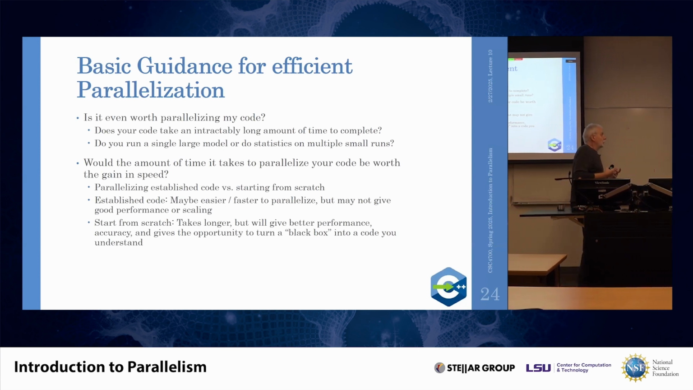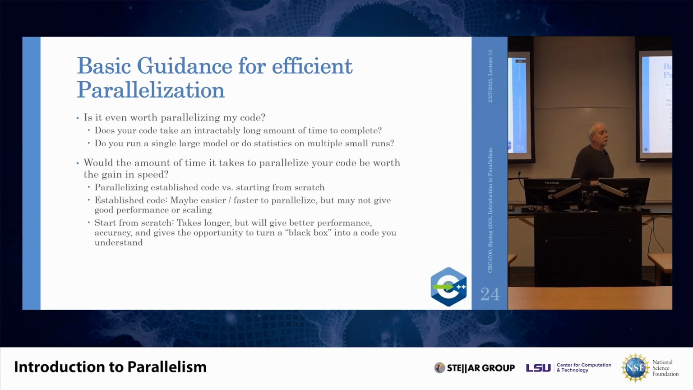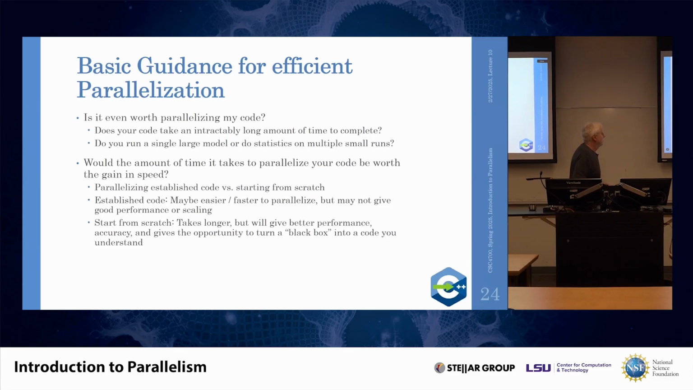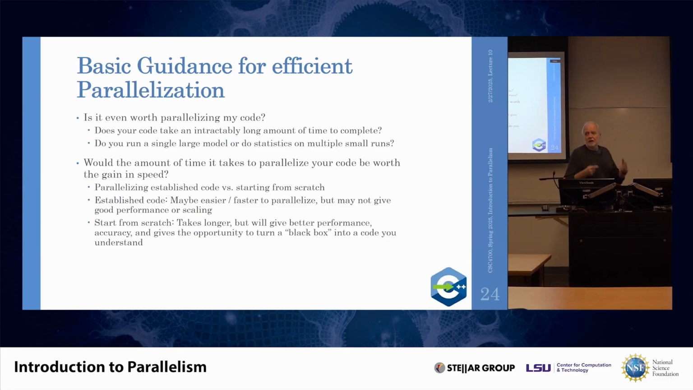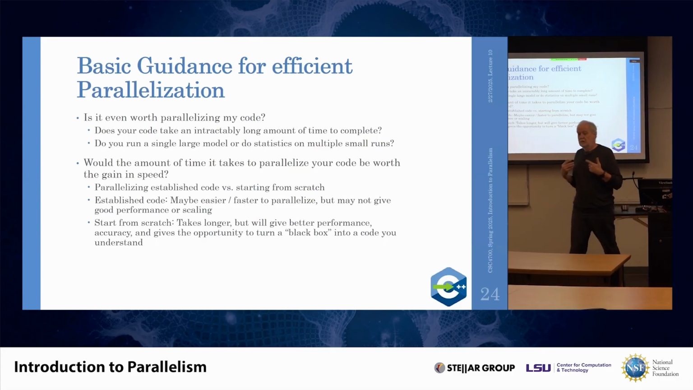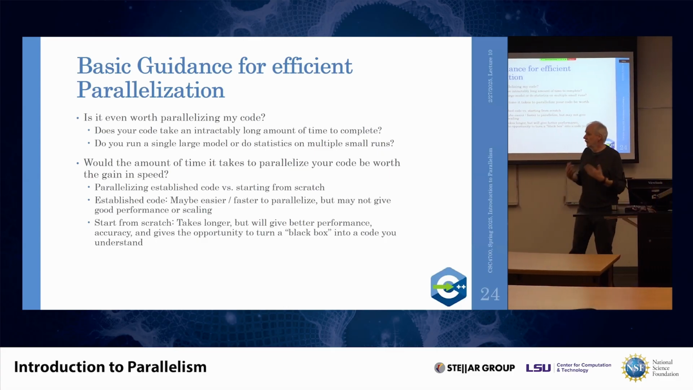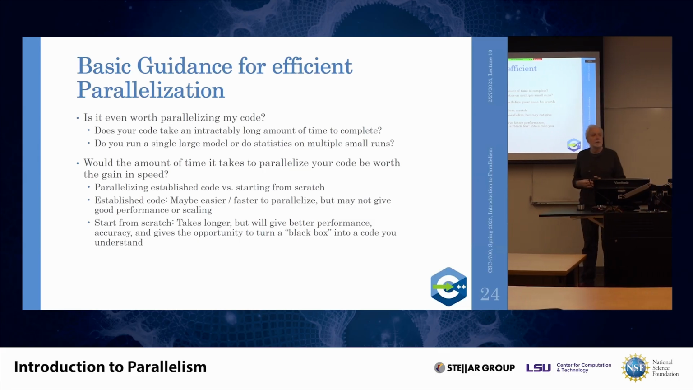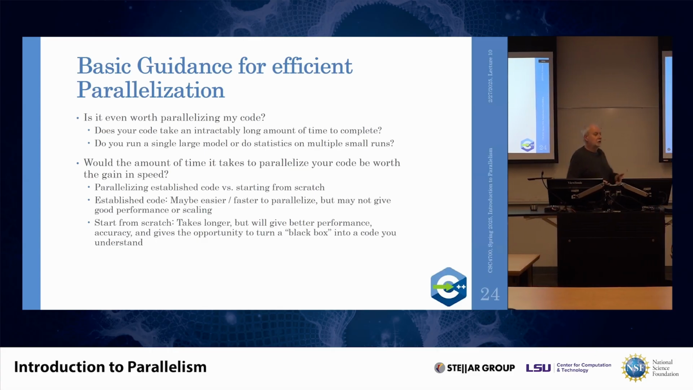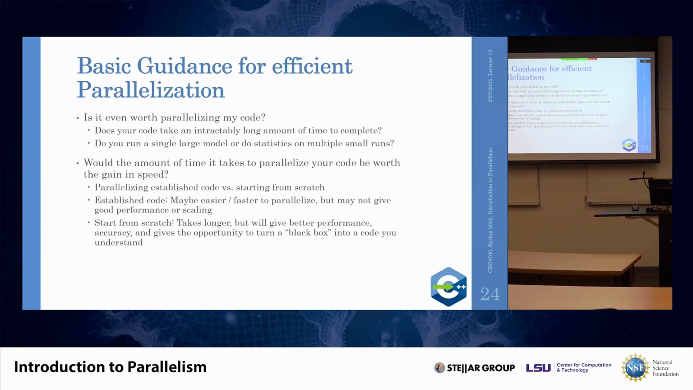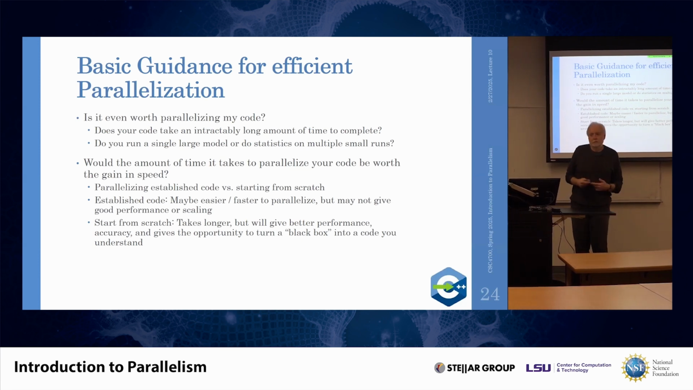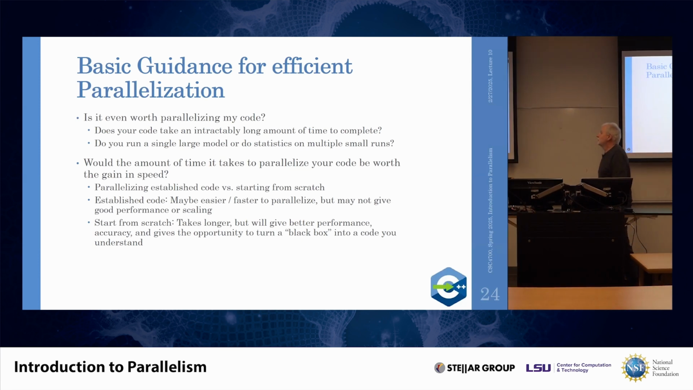Do you run a large model or statistics on multiple small runs? Can you distribute these small runs and run them at the same time? Does it make sense to invest the time to parallelize things? Because parallelizing code requires a lot of time, a lot of effort, a lot of experience from the programmer. Is it worth doing that? Or is it just not worth doing it? Will I just spend the rest of my life parallelizing that code that just runs for 3 hours and I don't gain anything? So those are all questions we have to answer.